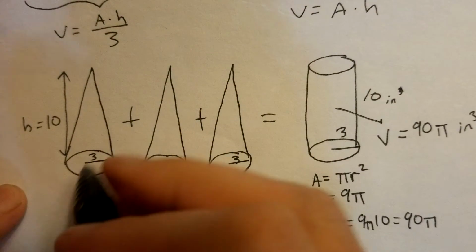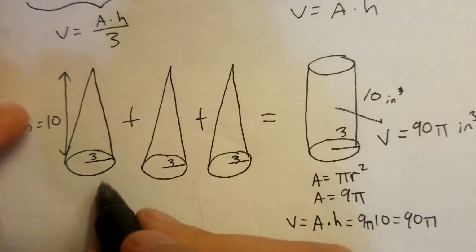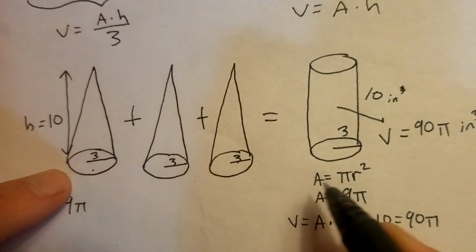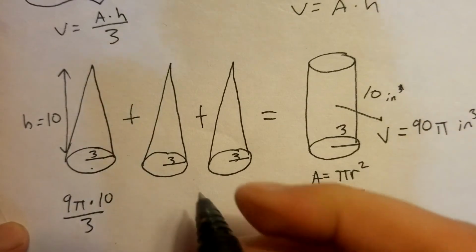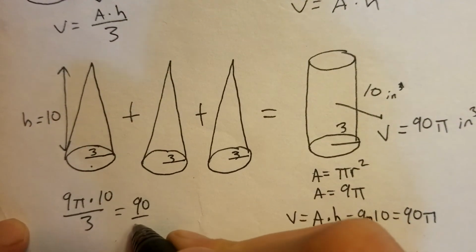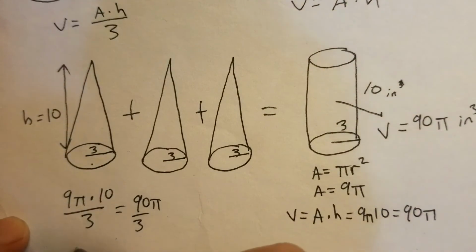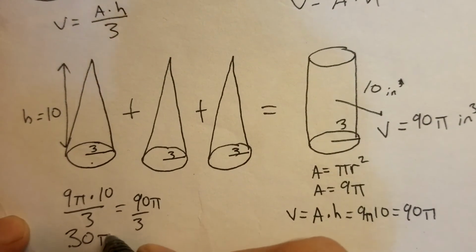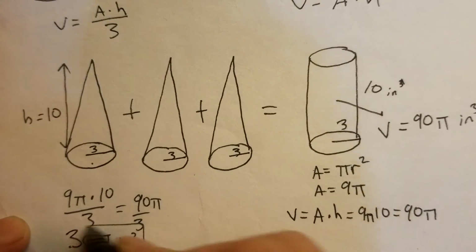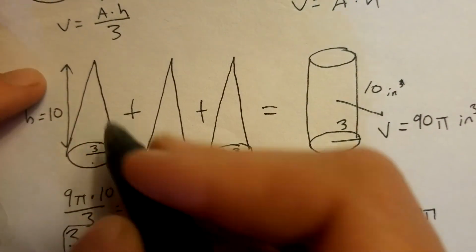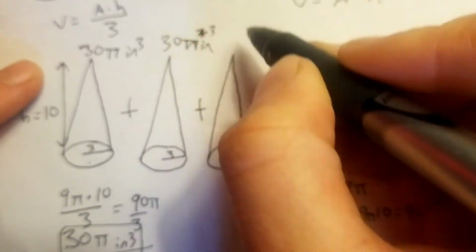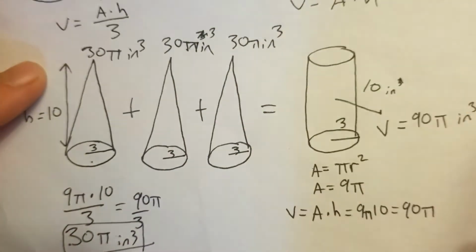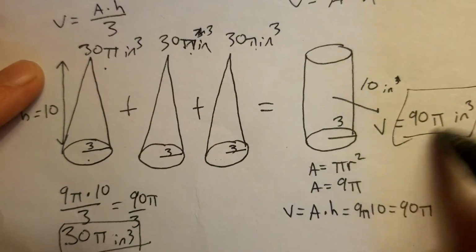And then over here, the volume is the area, which we already calculated is 9 pi because the bases are the same, times the height, which is 10, and then divided by 3. So in this case would be 90 pi divided by 3, which is 30 pi inches cubed. So this would have a volume of 30 pi. This one, and this one. And then they add up to 90.